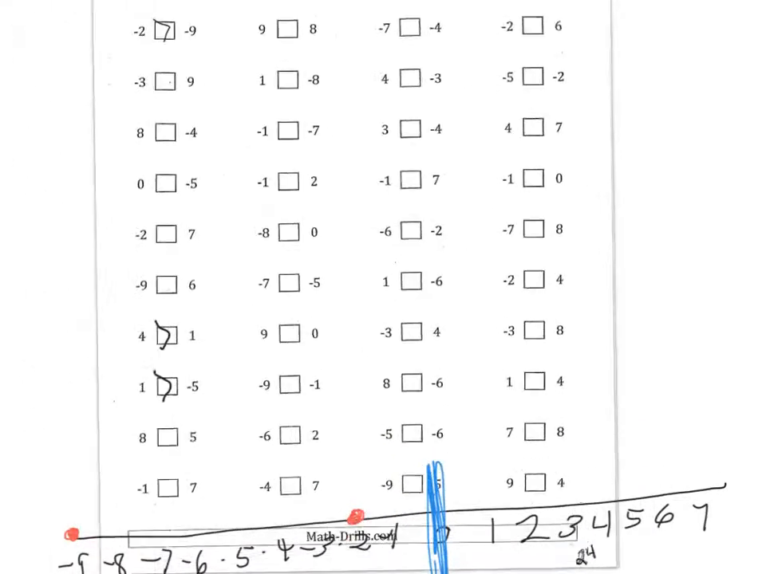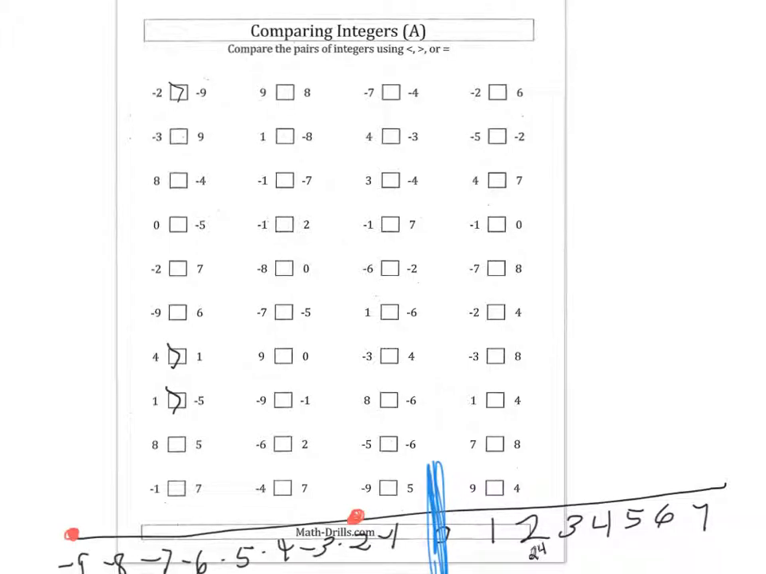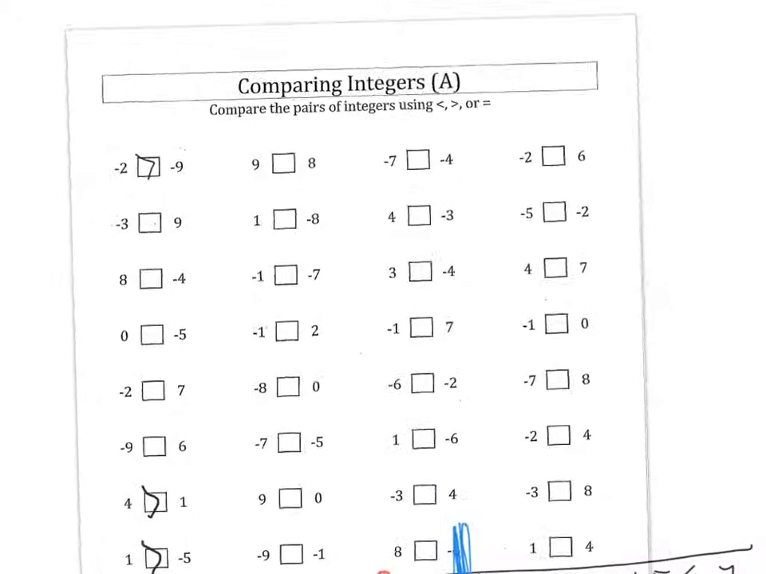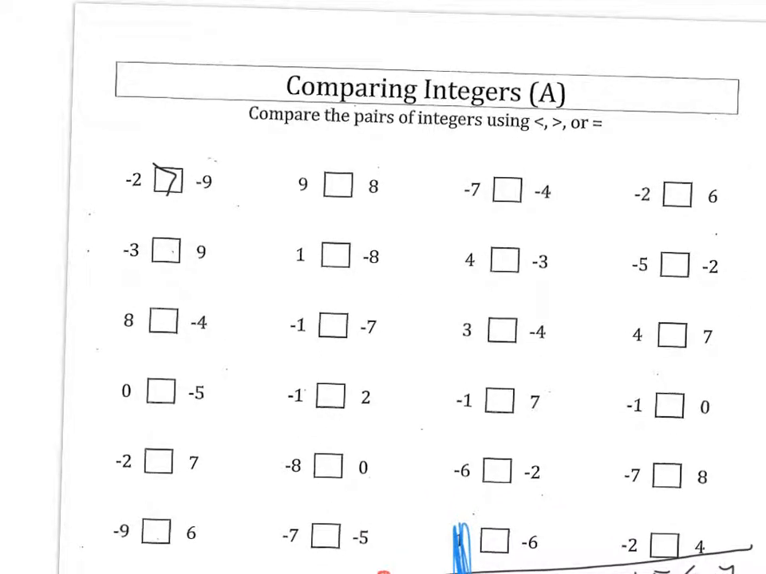So let's look at some more of these. It's really just when we have two negatives that gets kind of confusing. We're going to work across the top now. Remember that our alligator always wants to eat the bigger number. So looking at this top row here, 9 or 8. Well, I know that 9 is bigger than 8.